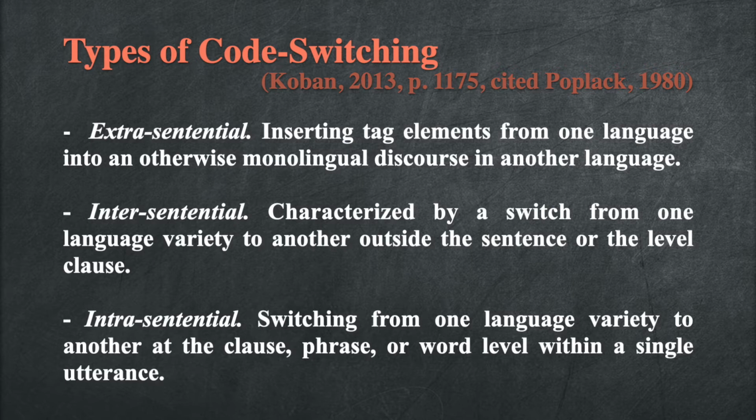Code switching can also be classified into three different types, which are the extrasentential, intersentential, and intrasentential code switching. The extrasentential code switching is to insert tag elements from one language into an otherwise monolingual discourse in another language. The intersentential code switching is characterized by a switch from one language variety to another outside the sentence or the clause level. And the last type will be the intrasentential code switching, which is the switch from one language variety to another at the clause, phrase, or word level within a single utterance.